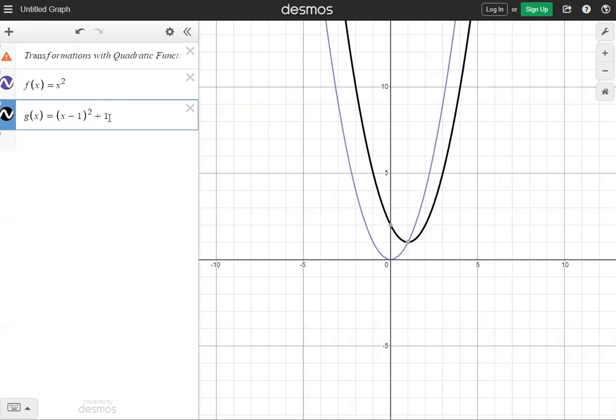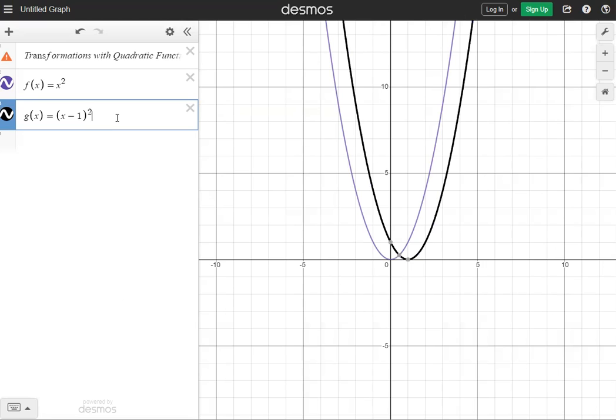So you can combine multiple transformations to get a new function. And this function is moving to the right 1 and moving up 1 because I'm subtracting 1 on the inside and I'm adding 1 on the outside. Okay, so that is up, down, left, right.